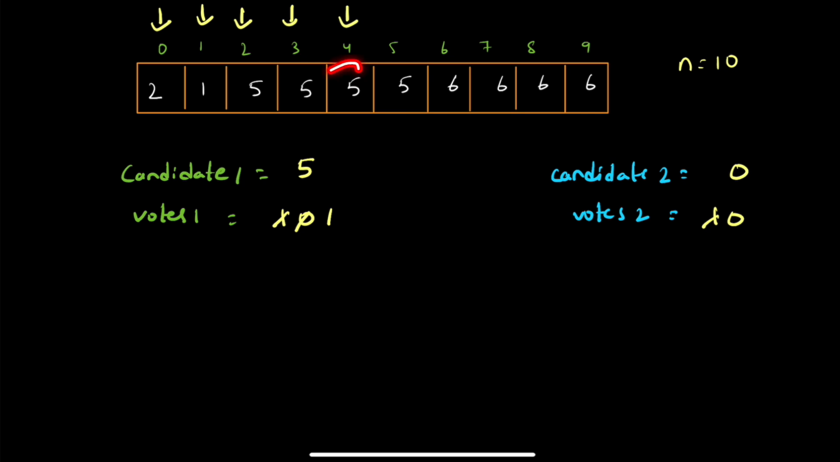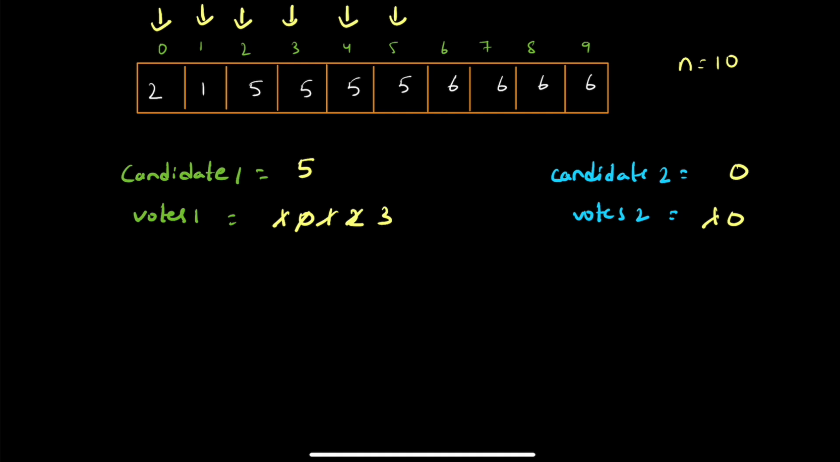Now here the candidate is 5. So we'll check whether it is matching with candidate 1. Yes. So we'll increment its vote by 1. Then it becomes 2. And again for index 5, the candidate is 5. Okay. So we'll check whether 5 is matching with candidate 1. Yes. So again we'll increment its vote by 1. That is, it becomes 3.